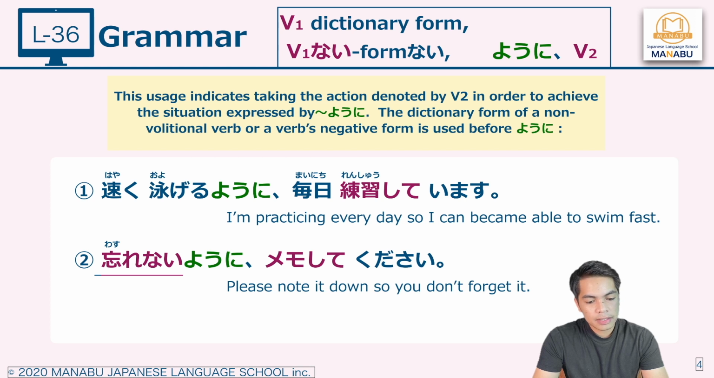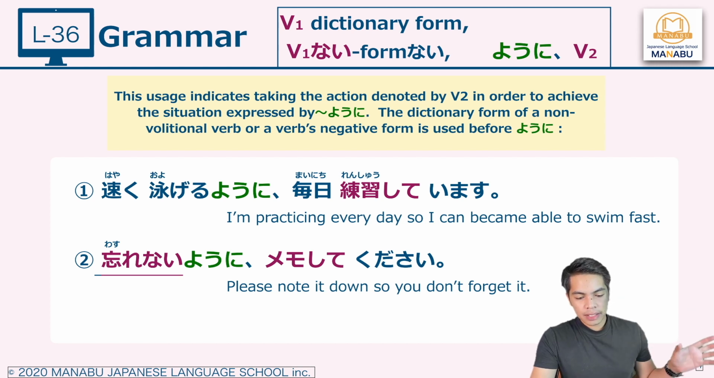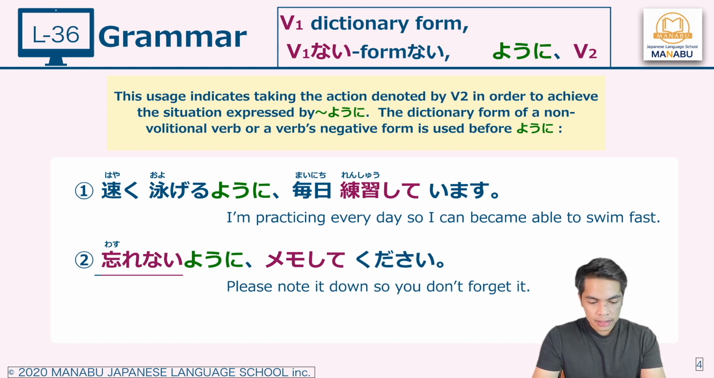So let's read example number 1, the dictionary form yoni, verb 2. Hayaku oyogeru yo ni mainichi renshū shite imasu. So the verb 2 in this sentence is mainichi renshū shite imasu. I am practicing every day. In order to hayaku oyogeru yo ni, in order to swim fast.